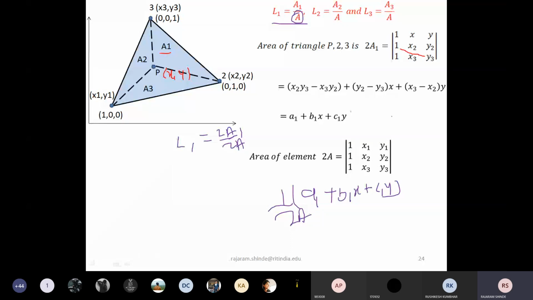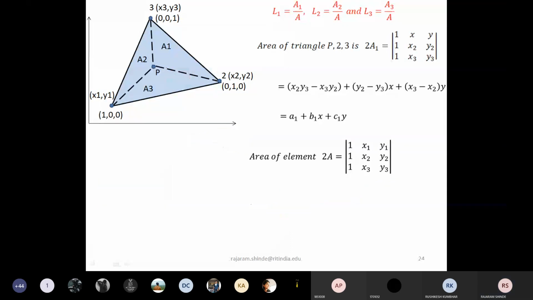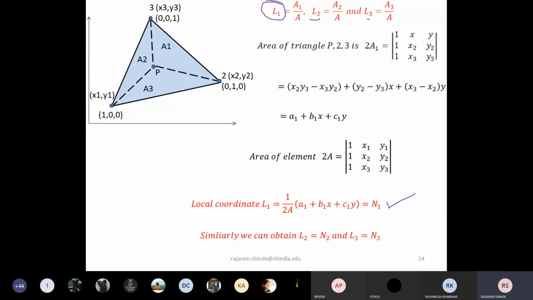Okay. Now I will show you. You see this one. L1 is equal to 1 upon 2a into a1 plus b1x plus c1y, and it is your shape function n1. Okay. Have you got it? L1 is equal to n1. I will not repeat these calculations. Same thing when we repeat for L2 and L3, you will get the same type of equation, and you will get the local coordinate L2 is equal to n2 and L3 is equal to n3.